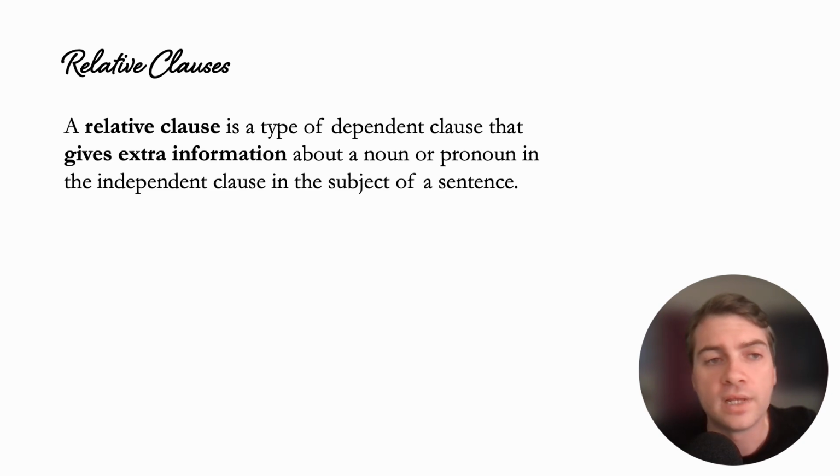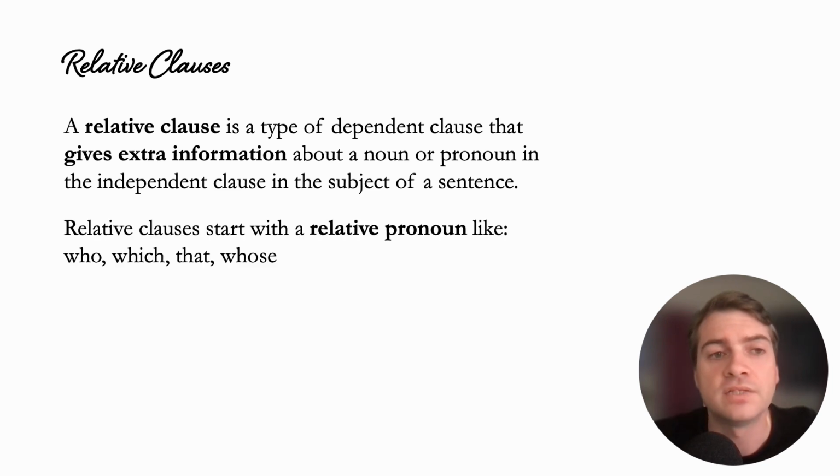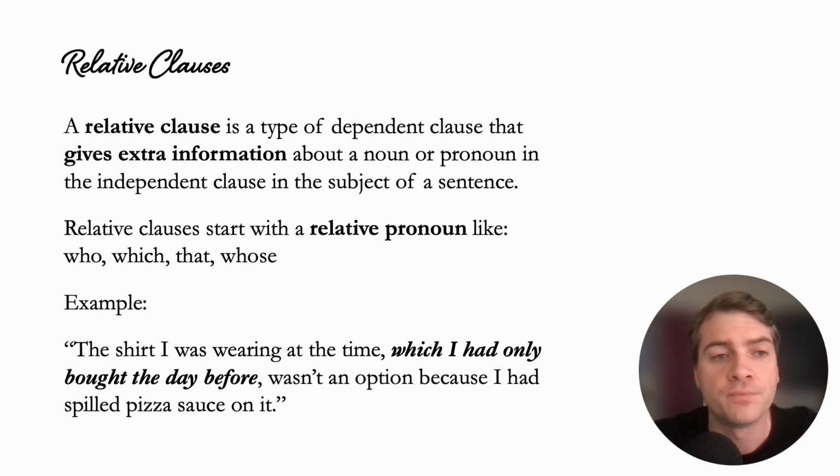clauses. All right, let's talk about relative clauses now. So a relative clause is a type of dependent clause that gives extra information about a noun or pronoun in the independent clause in the subject of a sentence. Relative clauses start with a relative pronoun like who, which, that, or whose. An example would be, "The t-shirt I was wearing at the time, which I had only bought the day before, wasn't an option because I had spilled pizza sauce on it," okay? So you see, we're giving extra information about the subject of the sentence.